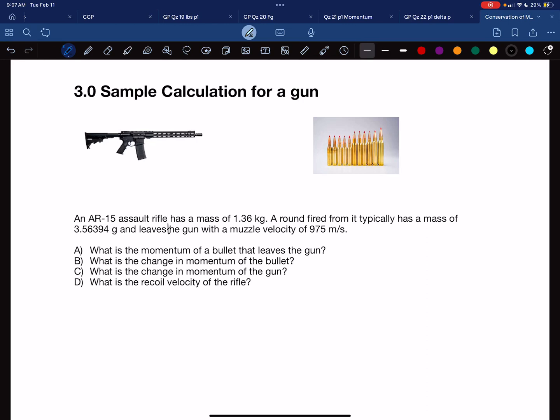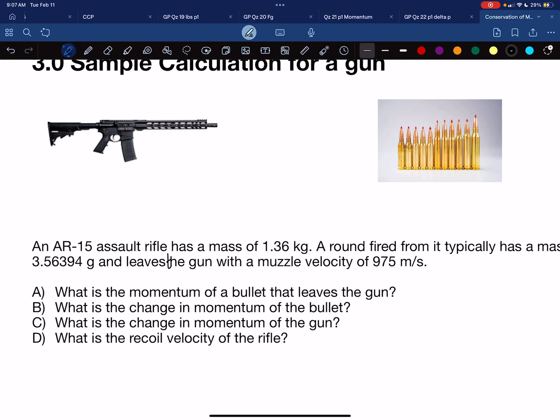In this installment, we're going to take a look at a sample calculation for a gun firing a round. What we see up here is this AR-15, a very famous, what people call an assault rifle. It's designed for the military and wars, but civilians can buy it, and it gets reported on and used in a lot of school shootings and other types of terrorist incidents that happen here in the United States.